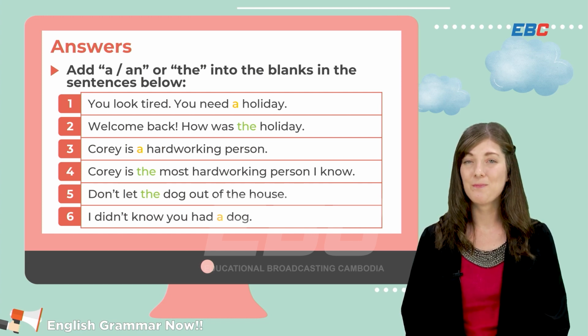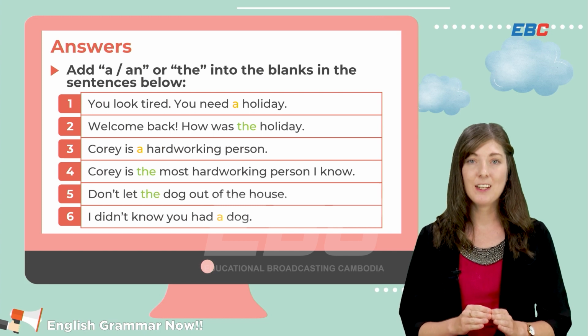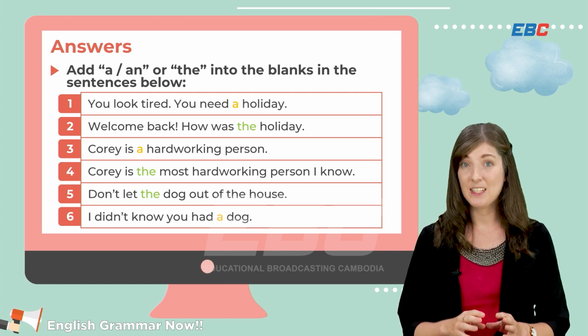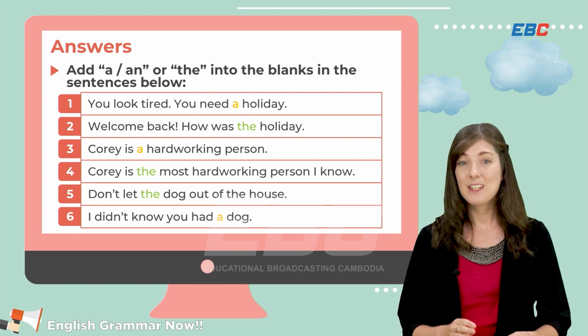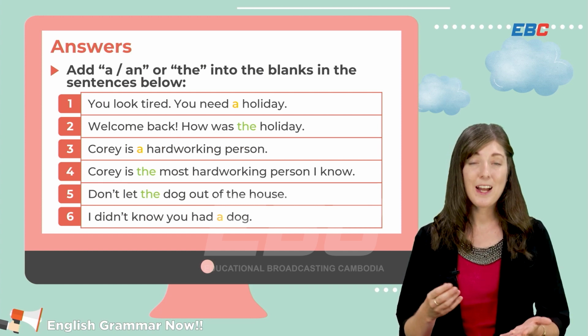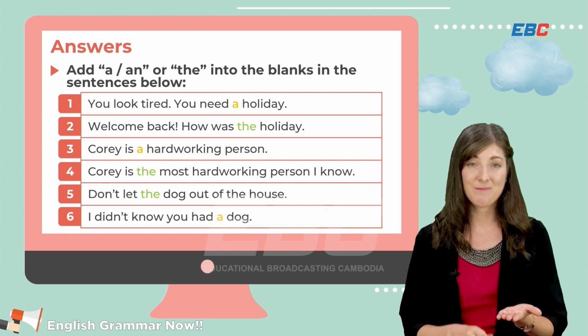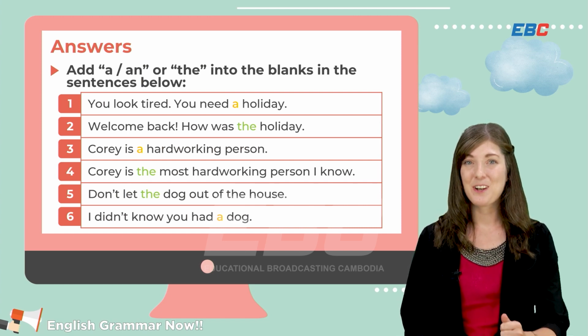Number 5, don't let the dog out of the house. Number 6, I didn't know you had a dog. In number 5, we're talking about a specific dog, the one that both of us have seen in the house. But in number 6, we're talking about not knowing that you had something part of this category called dogs. Great job on that.